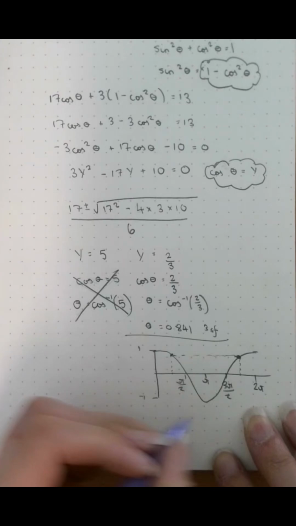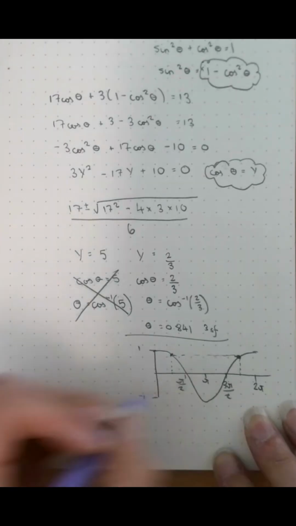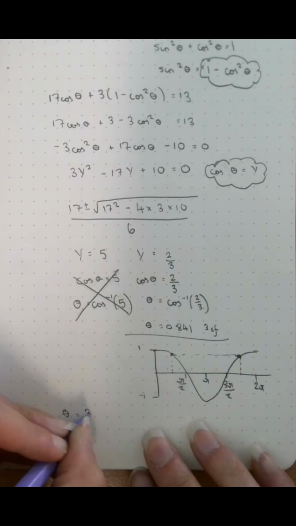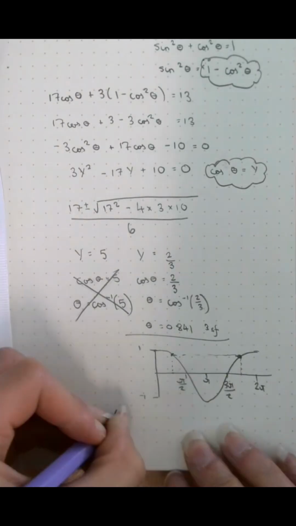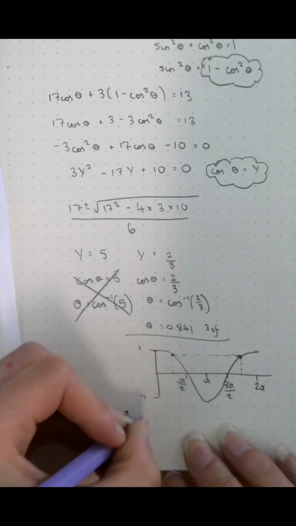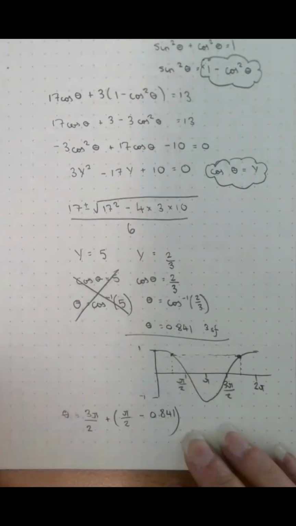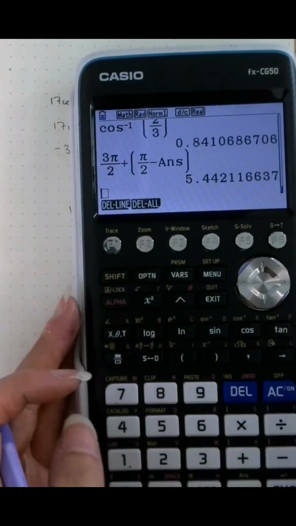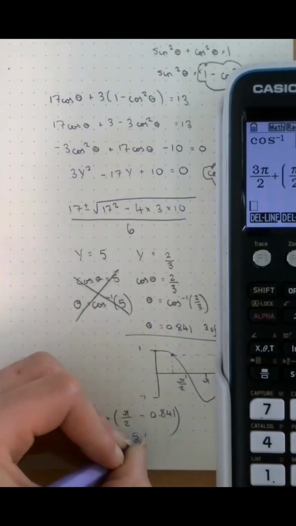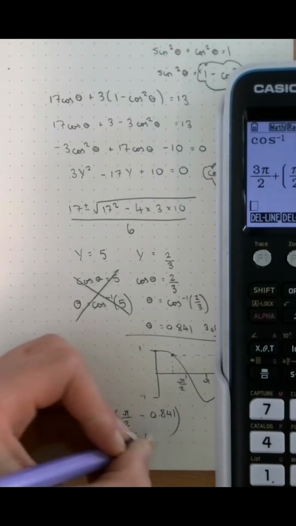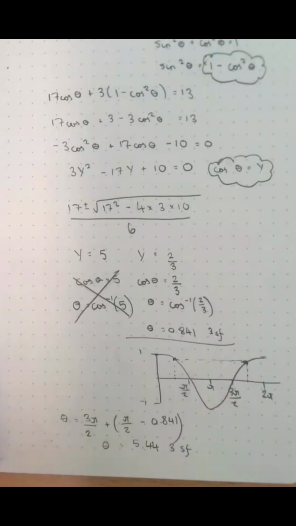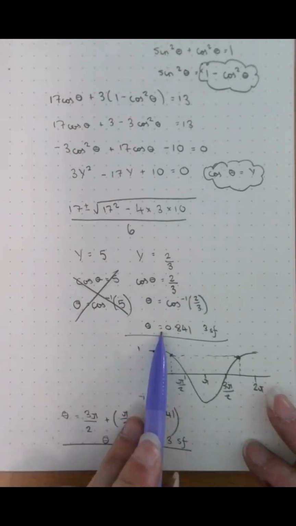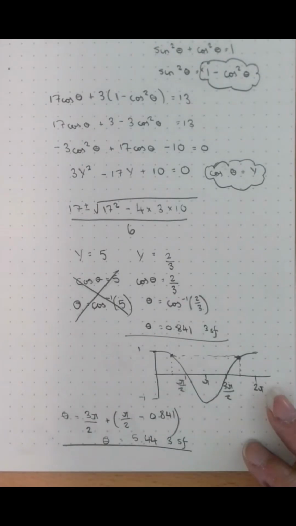So what we can do is we can just add this difference on here. So I'm going to say that my other solution is 3 pi over 2, add whatever pi over 2 is minus that 0.841, because it's that bit of symmetry there that we want. Gets me a theta of 5.44 to 3 significant figures. And that is my second solution. So I have 2 there, 0.841 and 5.44.